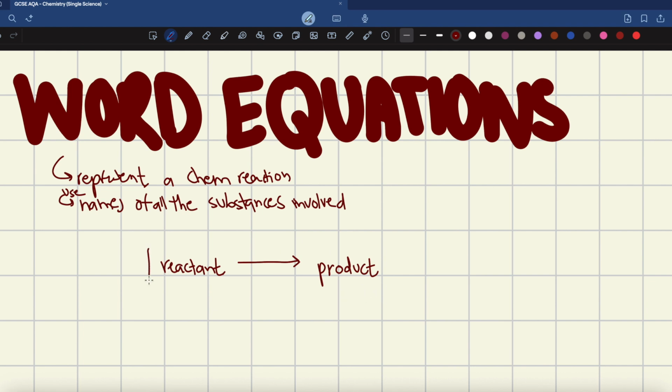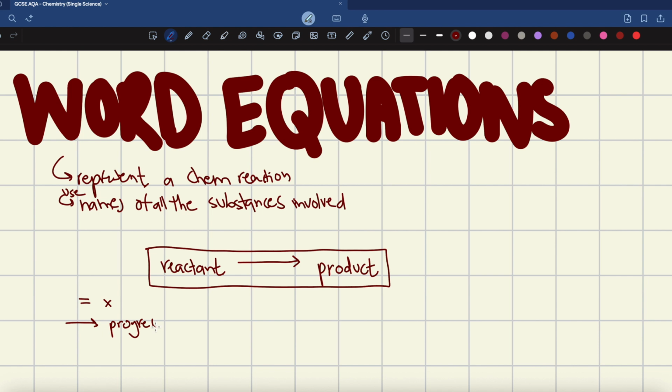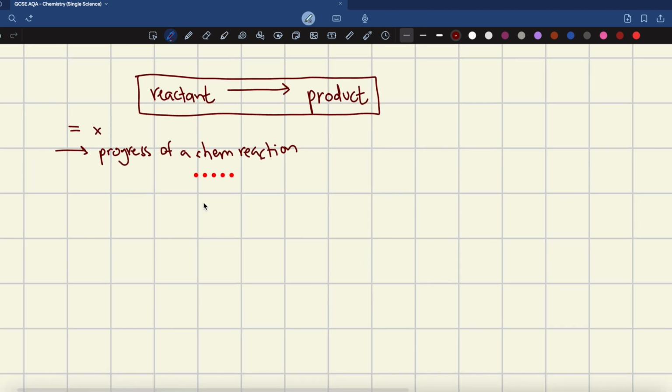Please know that your word equations do not have an equals to sign. Instead of an equals to sign, there is an arrow which shows a progress of a chemical reaction. This shows that a chemical reaction has taken place and the reactants have reacted to form X, Y, Z products.